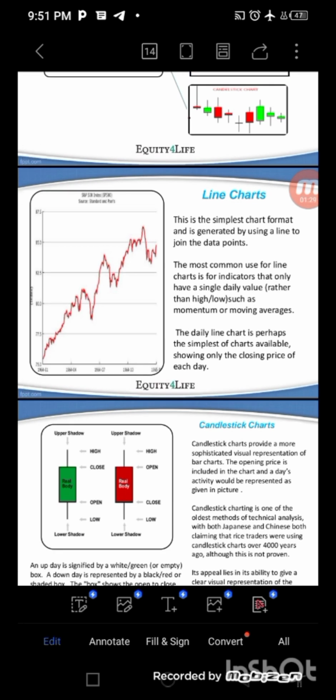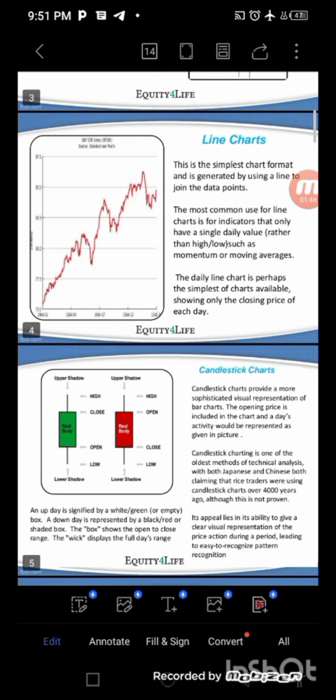So we have the candlestick chart. The candlestick chart provides a more sophisticated visual representation of the bar chart. The opening price is included in the chart, and the day's activity will be represented as given in the picture.